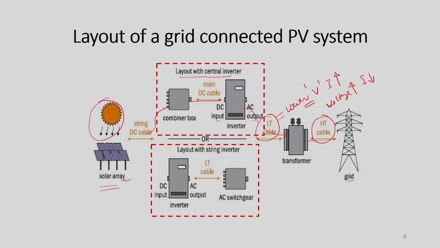Sometimes other inverters are also used, maybe string inverters. In the case of a string inverter, we need an AC switch gear before it goes to the transformer. We will learn all the different kinds of inverters in the coming slides, but this tells about how this system works. We need solar energy and then PV modules or arrays, and we need different cables like DC cables, AC cables, then inverters, transformers and then the grid, right.